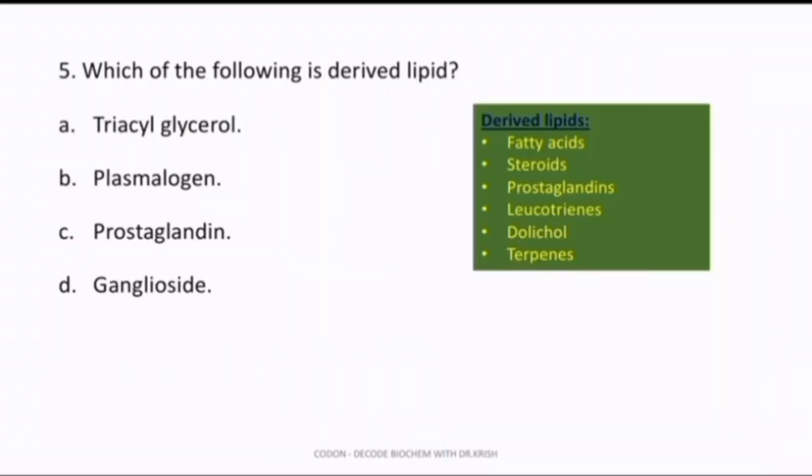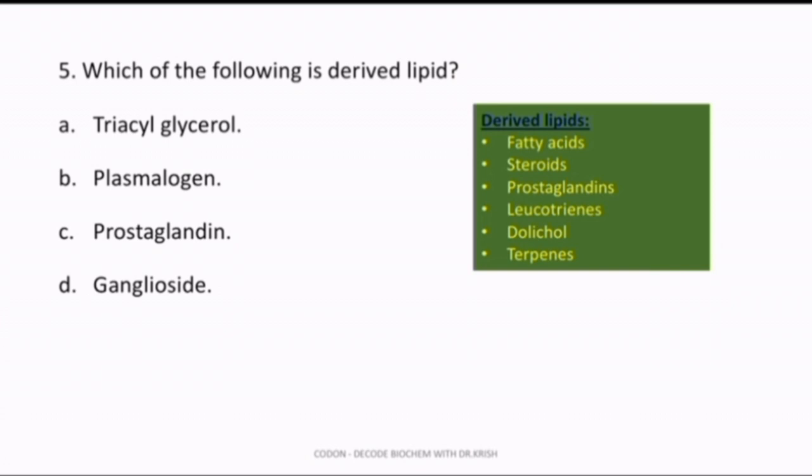And which of the following is a derived lipid? So how do you classify lipids? Lipids can be simple lipids, complex lipids, and derived lipids. Simple lipid is just triacylglycerol, where 3 fatty acid groups are attached to a glycerol moiety with ester linkage. And complex lipids is where a simple lipid is complexed with another substance like phosphate, sulfate, like phospholipids, sulfolipids, glycolipids, all these are complex lipids.